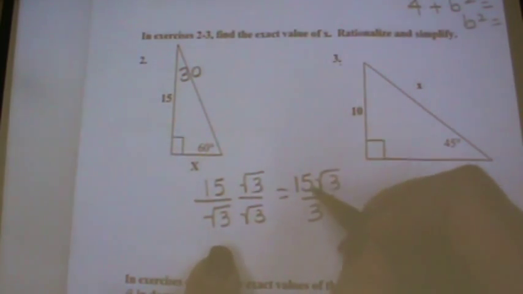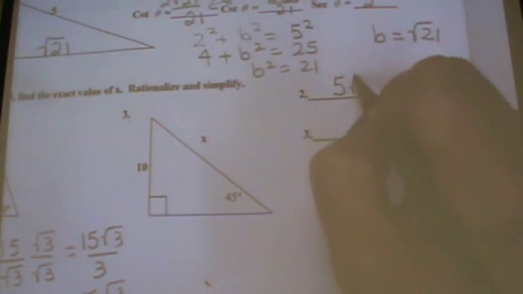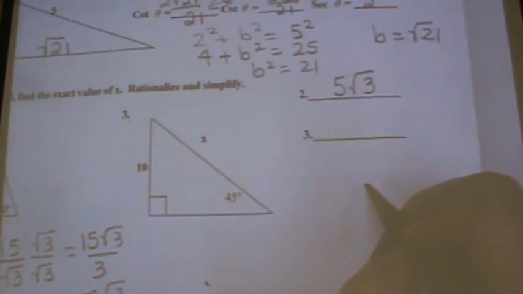And if you simplified it, I think I may have made a mistake. If anyone has 5 root 3, if you have 5 root 3, that is correct. Or if you have 15 root 3 over 3, that is correct.